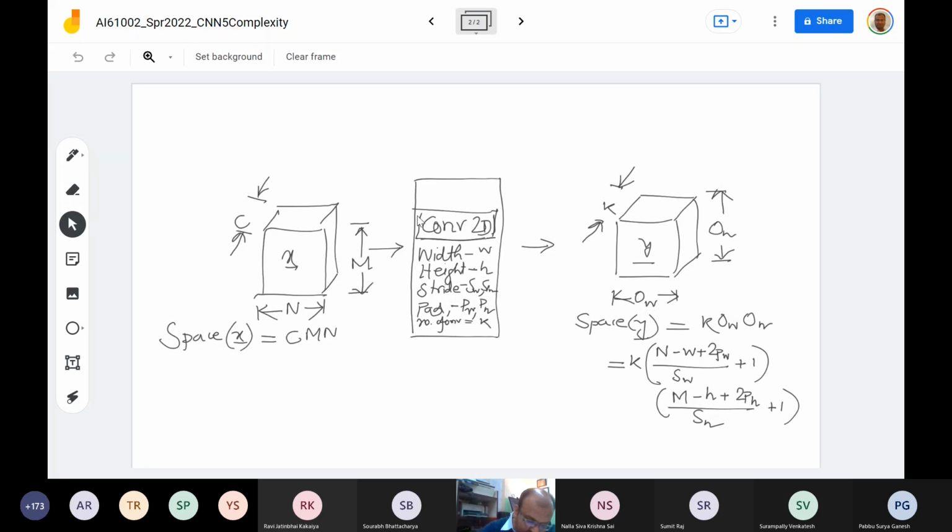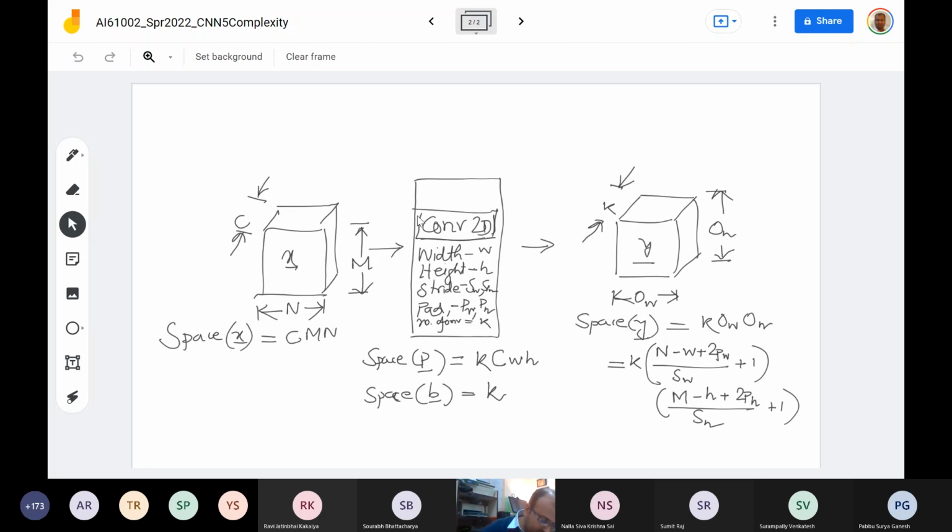Okay. Now, next question is, what is the space required by P? There are K number of convolution kernels, each with a size of C cross W cross H, and the space required for the bias, since there are K number of convolution kernels, so there are K biases which get stored over here. So am I correct with this? Do you agree with me?